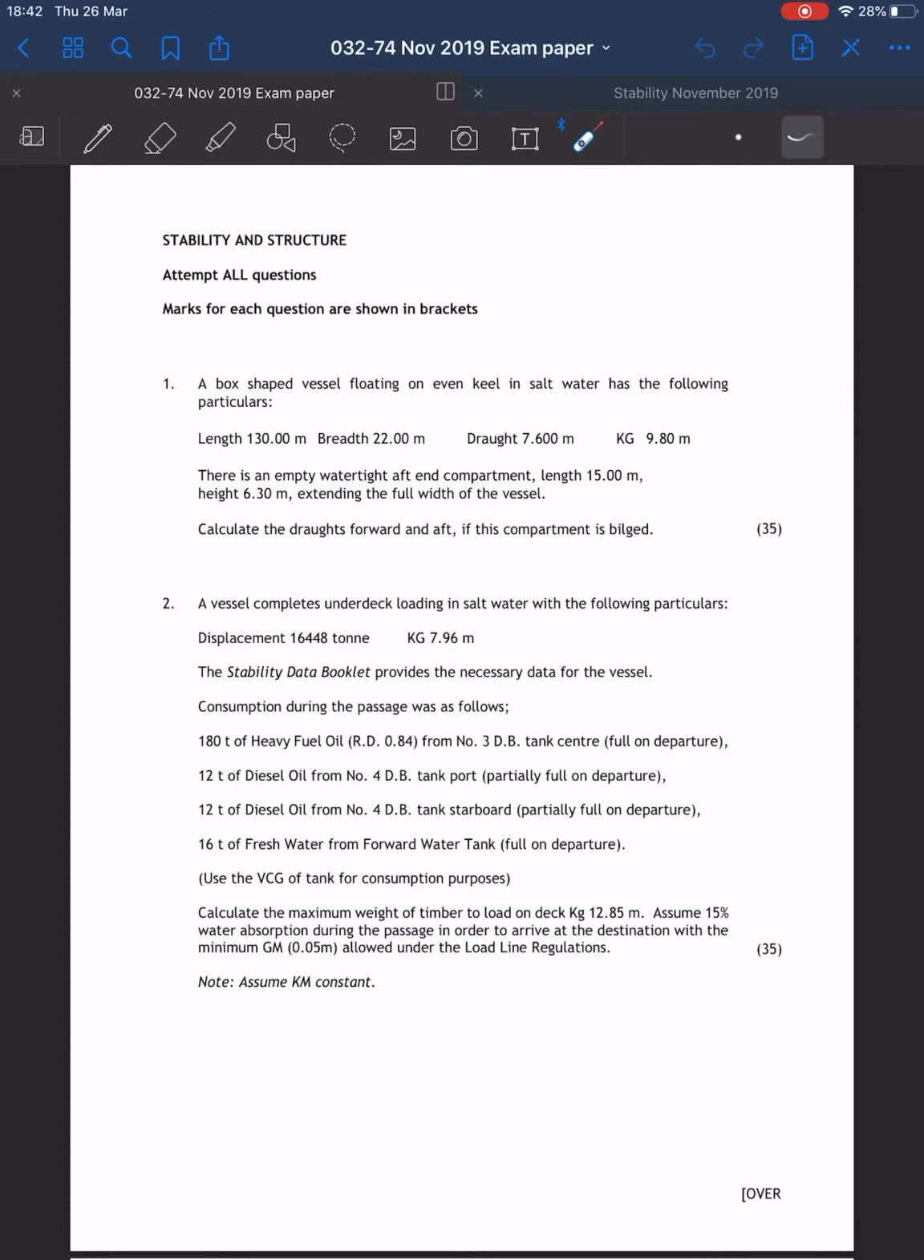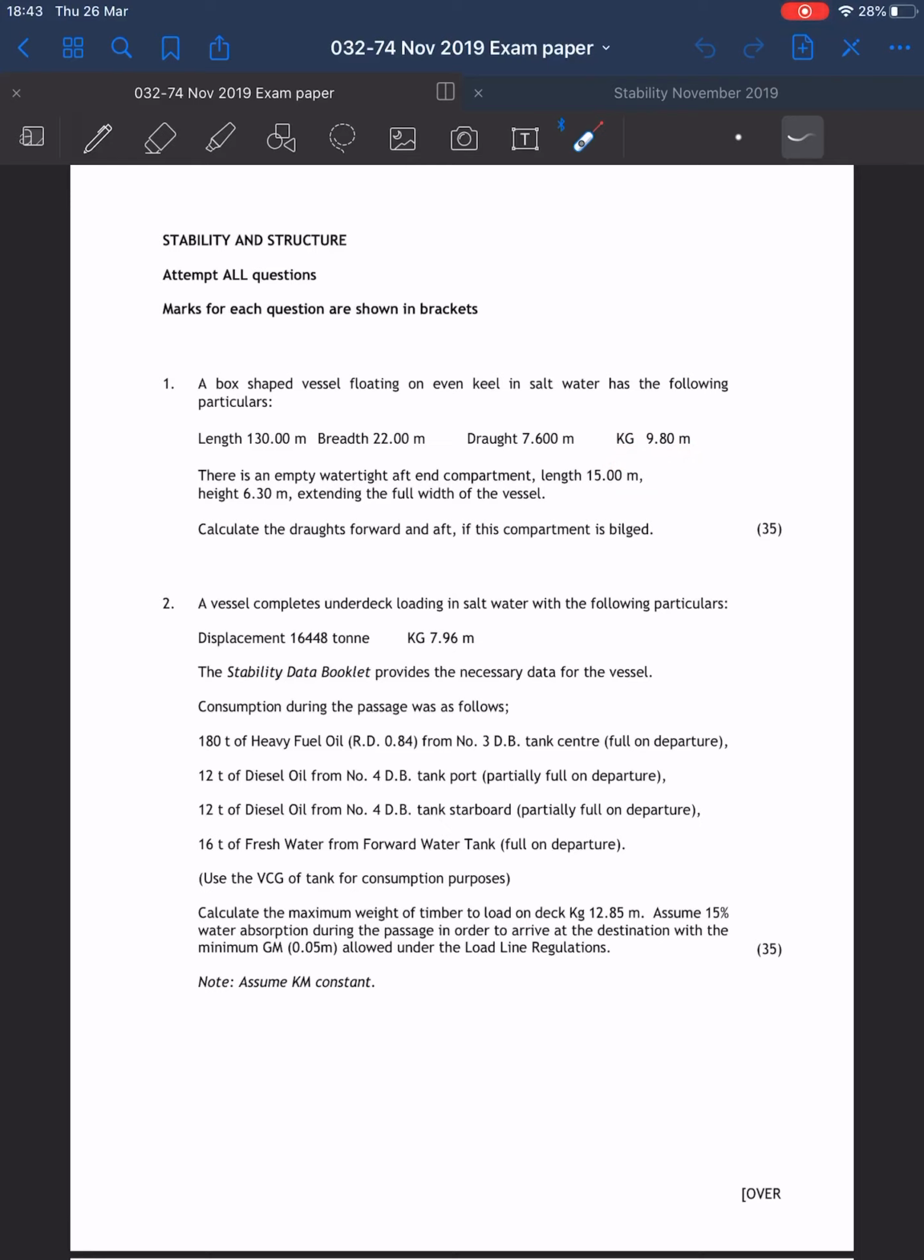Let's look at November 2019 Chief Mate's Stability question number 1. It says a box shaped vessel floating on even keel in salt water has following particulars: length 130 meters, breadth 22 meters, draft 7.6 meters, KG 9.80 meters.